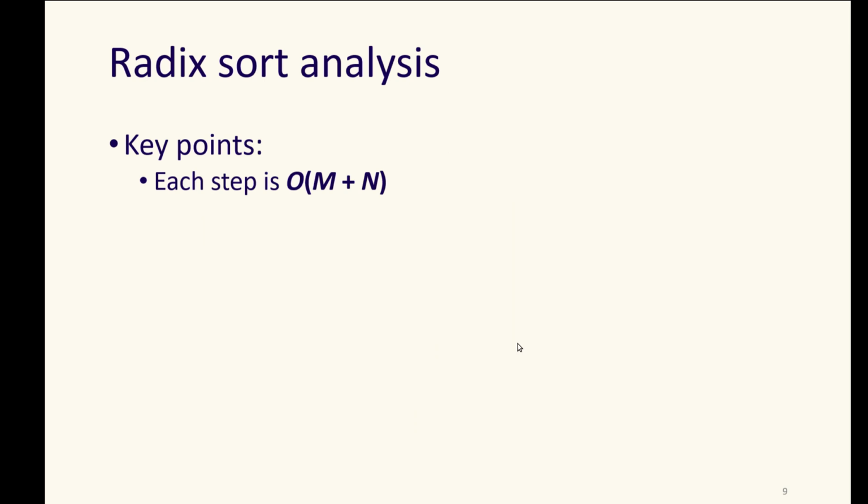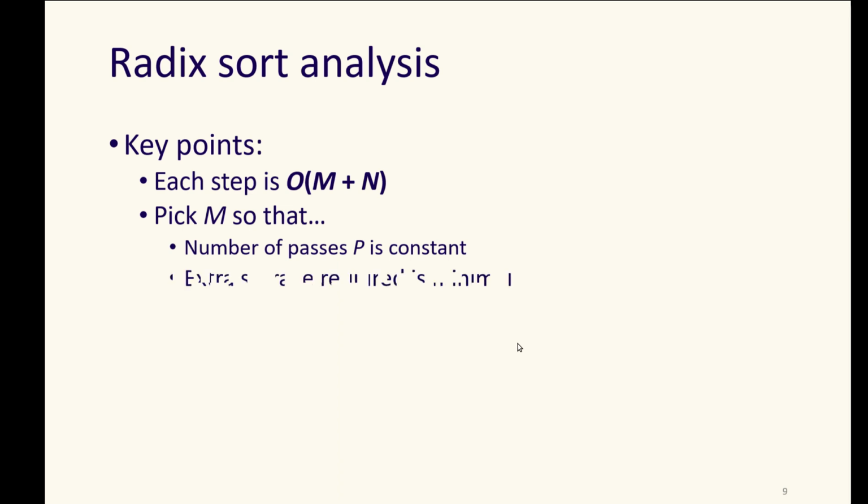So to do some analysis about it, we know that each step of doing this bucket sort is O of m plus n, where m is linear in terms of n, so it's similar to an n. We pick our m so that we know the number of passes we have to do, p, is constant. The number of iterations that we have to do will be constant. In the previous case, we knew the number of iterations would be 3 iterations through the data to have it finally sorted. If our data had 20 digits, p would be 20.